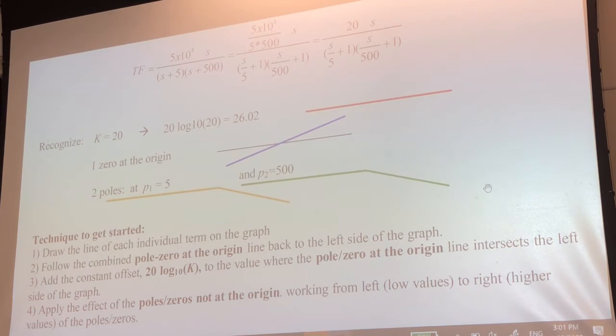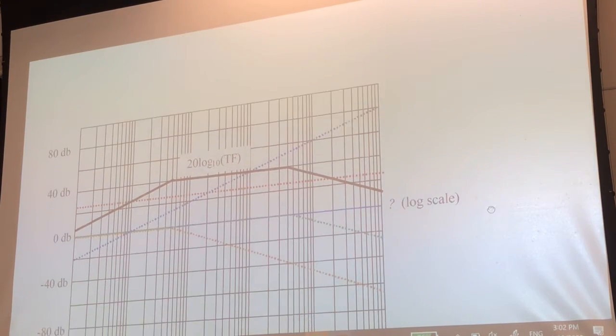So these are the steps. You draw the line of each individual term on the graph. So this is the individual term. We have 4 terms. Follow the combined pole 0 at origin line back to the left side of the graph. And then you do a 20 log 10 K. Move that. Then your pole 0 is not at the origin, and then you know this is the case. So we'll see what's the final one.